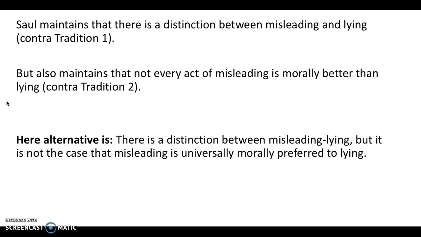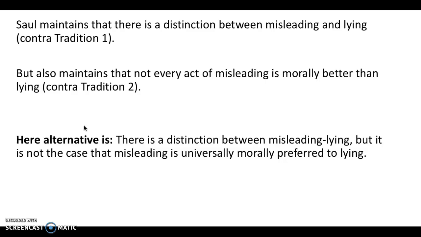So what Saul wants to do, right, is, again, from the second tradition, take this distinction. There is a distinction to be made, but from the first tradition, she wants to maintain that it's going to be something else other than the fact that by definition lying is going to be morally wrong and therefore misleading is going to be morally preferable. There are going to be other factors that are going to determine whether a specific act of misleading is going to be morally preferable to lying, or vice versa. Sometimes lying is actually going to be morally preferable to misleading. Really quickly, what do we mean by moral preference here? Well, what we mean is that all acts of lying are always going to be morally worse than acts of misleading, say, according to the second tradition.